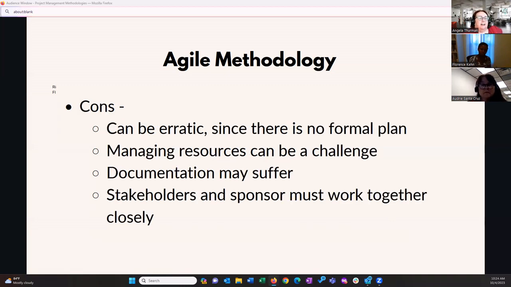Okay, but the cons are that this can seem and feel erratic because there is no formal plan, and managing resources can be a challenge. The documentation can also suffer, and stakeholders and the sponsors have to work together and closely with the team. Okay, so that's Agile in a nutshell. Does anyone have any questions?